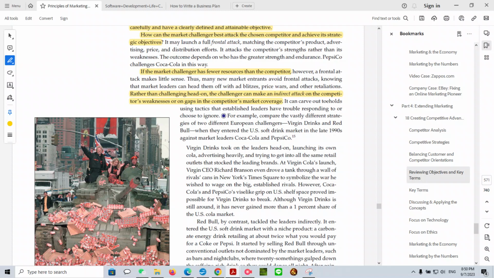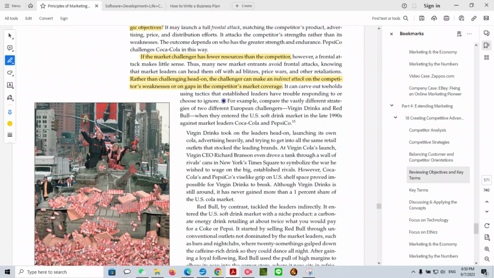However, Coca-Cola's and Pepsi's vice-like grip on U.S. shelf space proved impossible for Virgin Drinks to break. Although Virgin Drinks is still around, it has never gained more than 1% share of the U.S. cola market.